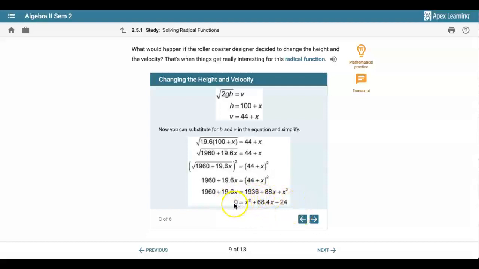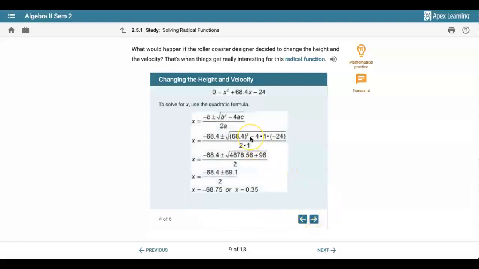And have the other side equal to 0. So we know that this is our quadratic expression. We know how to solve this. This one doesn't look as nice, so we can use our handy dandy friend, the quadratic formula. When we use the quadratic formula, we get two values, again just by plugging in our a, b, and c values. So x is either equal to negative 68.75 or x is equal to 0.35.